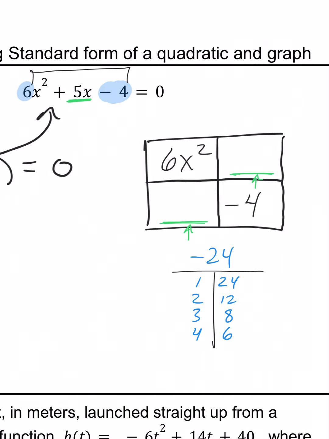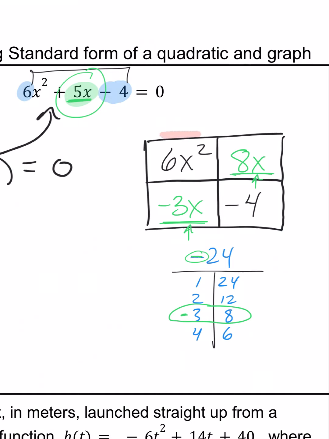So I noticed that if we are to get 5, one of them has to be negative, so I'm going to make 3 negative. We're going to have negative 3x's and 8x's because the sum, again, is going to be 5x's if we add them. Okay? Now we can factor.